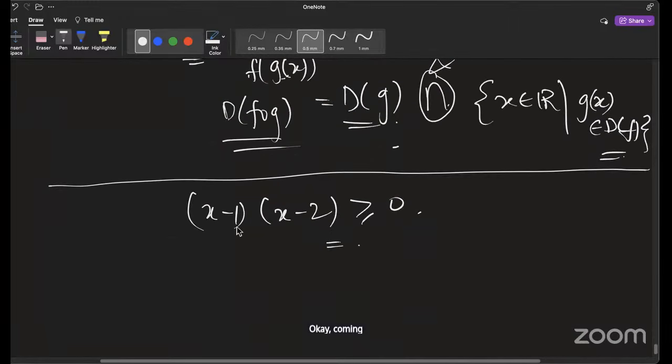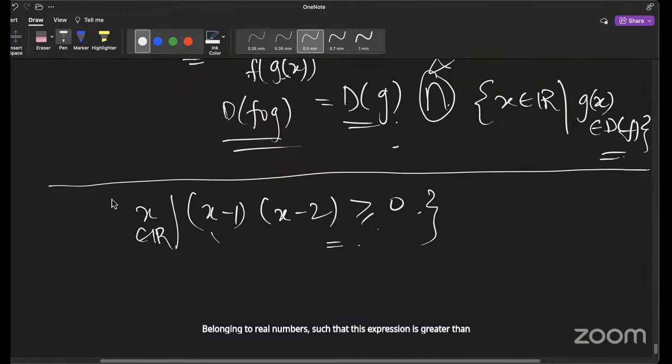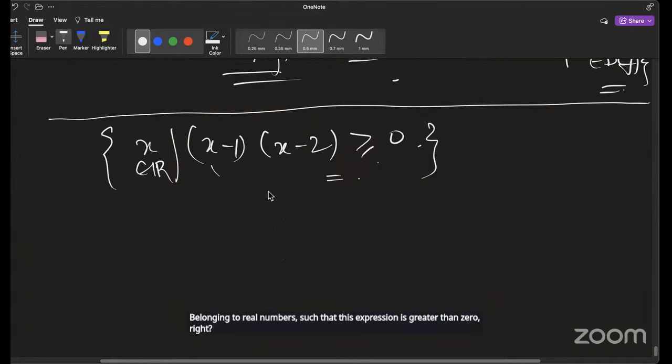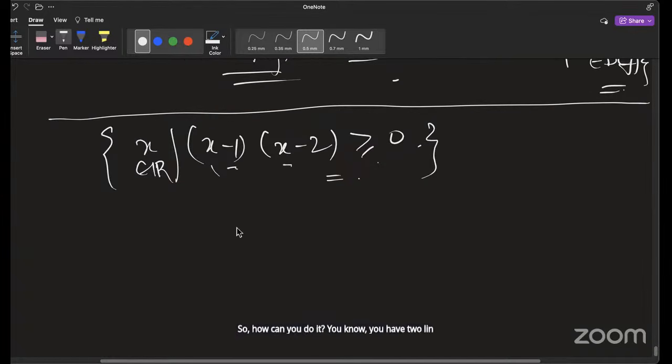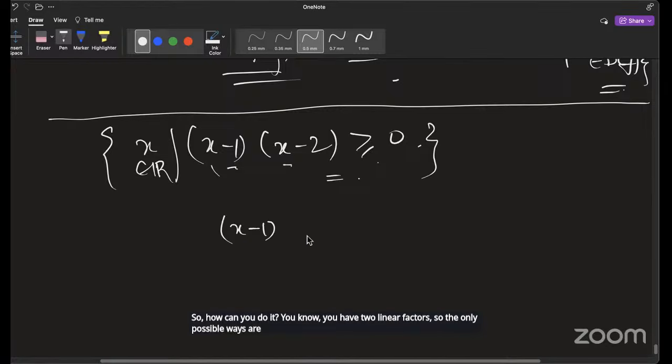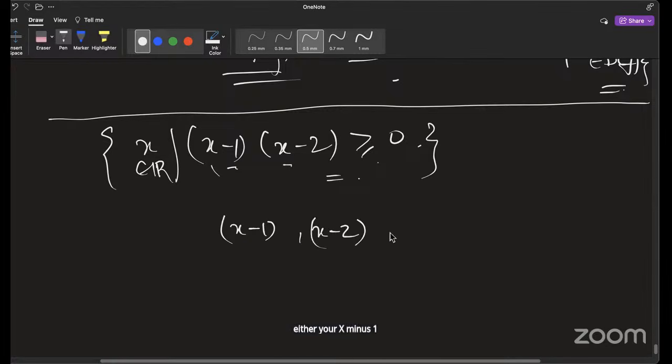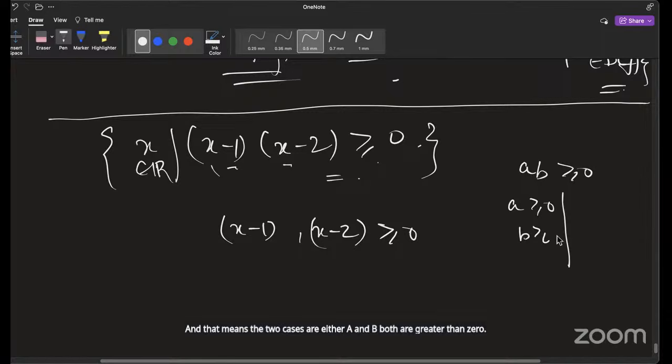Okay, coming to this one, if you want to make sure, so you need x belonging to real numbers such that this expression is greater than 0, right? So how can you do it? You know you have two linear factors. So the only possible ways are either your x minus 1 and x minus 2 are both greater than or equal to 0, right? So if you have two numbers a, b, and I say that this should be greater than 0, then the two cases are either a and b both are greater than 0, or a and b both should be less than 0, right?